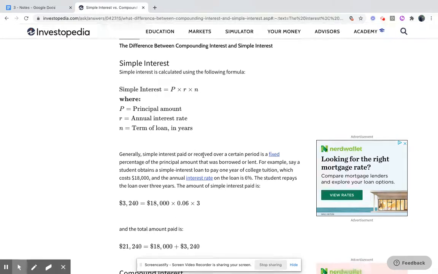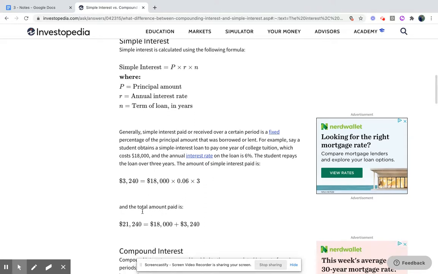Simple interest paid or received over a certain period is a fixed percentage of the principal amount that was borrowed or lent. For example, a student obtains a simple interest loan to pay for 1 year of college, which costs 18,000. The annual interest rate on the loan is 6%. The student repays the loan over 3 years. So we have our 18,000, what we're taking out, times our rate, 6%, times our years. That gives us our 3,000.